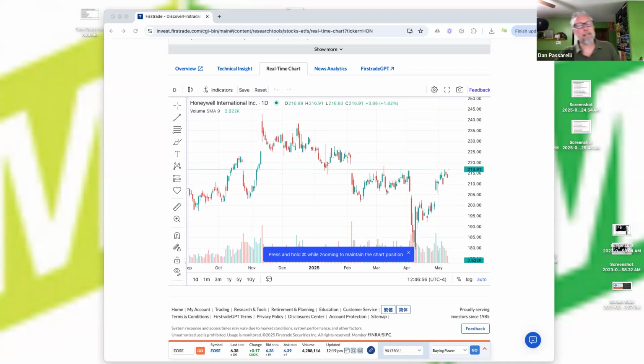Oh, so Costas has an interesting idea here. What about selling iron condors on this Honeywell? Well, let's take a look. Let's take a look, shall we?